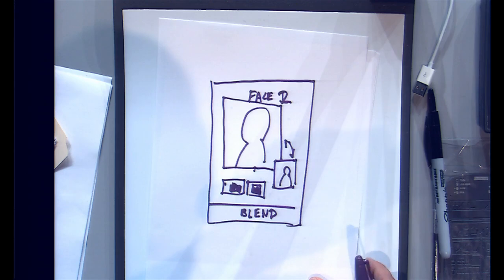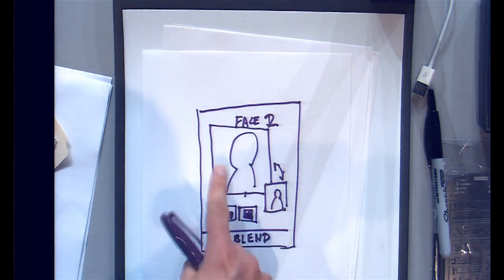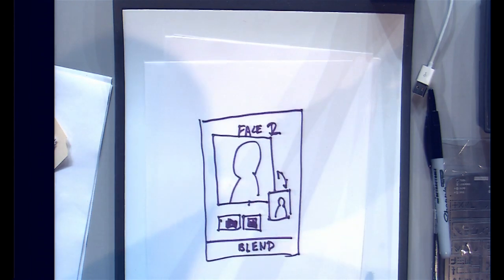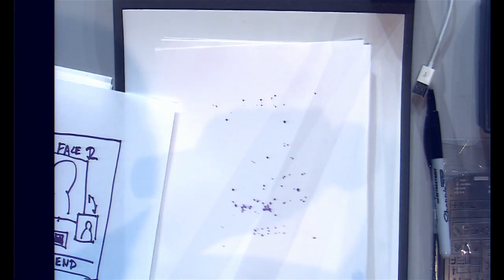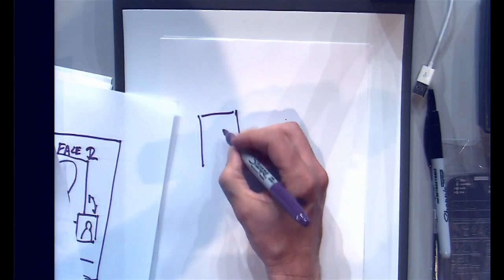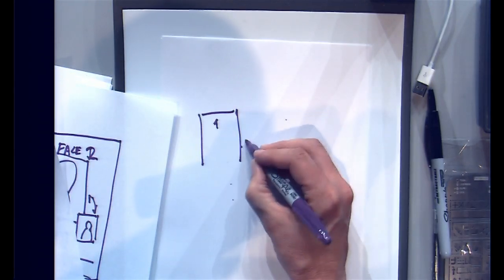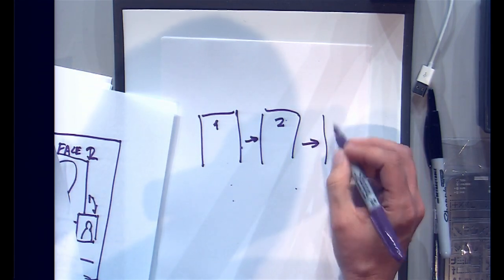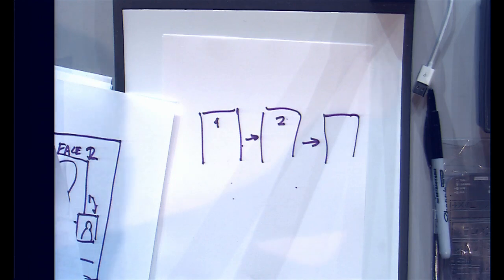I kind of like this swap here, because then you don't have to have different screens. But you could imagine the user could also just go through a progression of screens where screen 1 is face 1, and then that glides over to face 2, and then maybe they don't even hit the blend button. They just swipe over to see the blended version of it. So something like that could work. Yes.